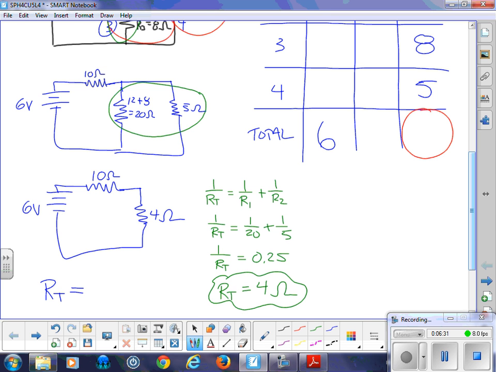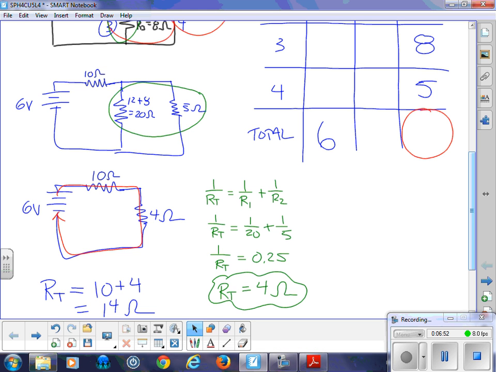Well, now there's only one pathway, and that's the goal. We got to get it down to one pathway. My resistance total for here is 10 plus 4, or 14 ohms. Okay? I got another example. This is going to take some practice, so don't panic yet. I'll tell you when to panic.